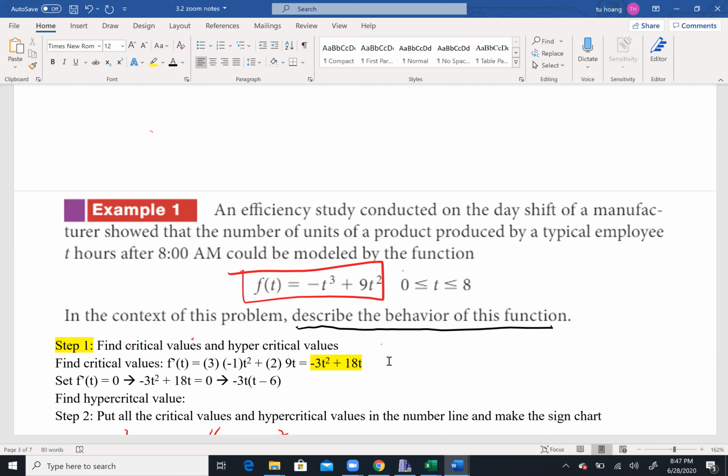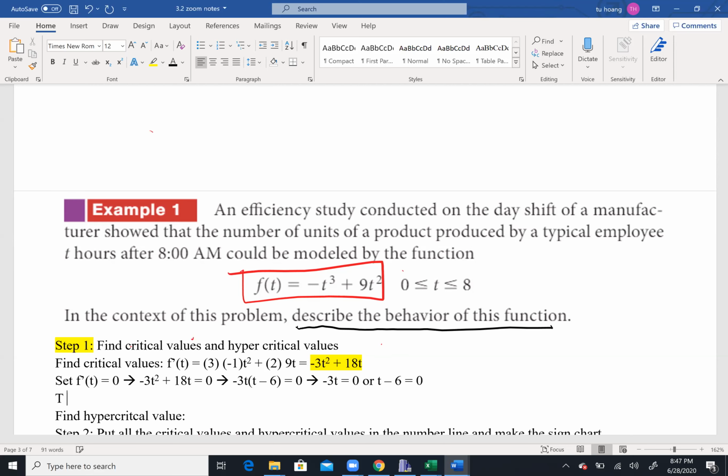And t is gone already, so it's going to equal 0. And apply the factor property, then you have negative 3t equals 0, or t minus 6 equal to 0. And then you will have, maybe I put it out here, right? You will have t equal to 0 for the first case, and for the second case, you add 6 to both sides, you're going to have t equal to 6.